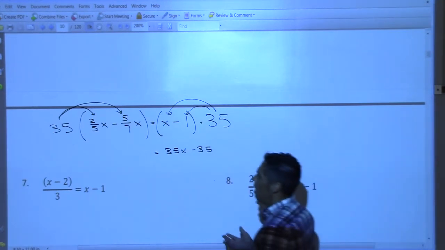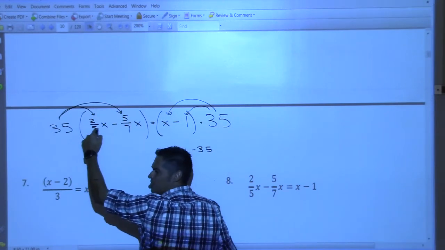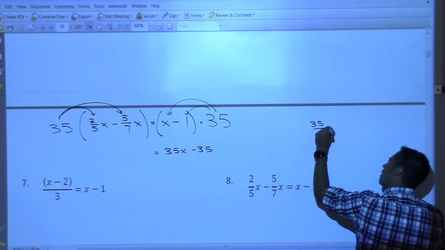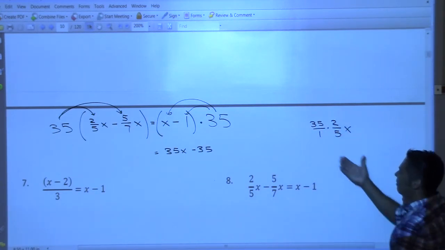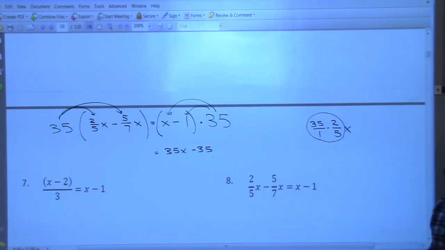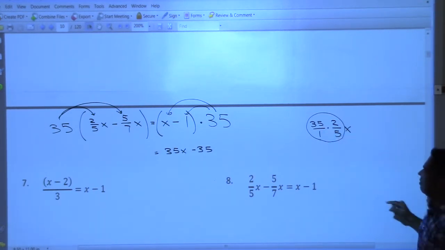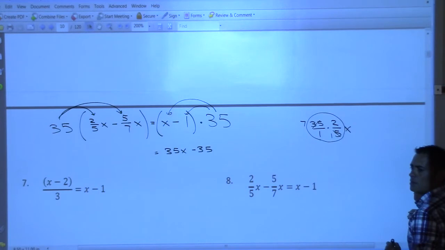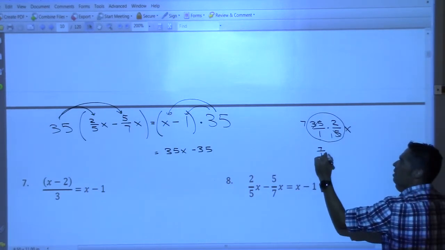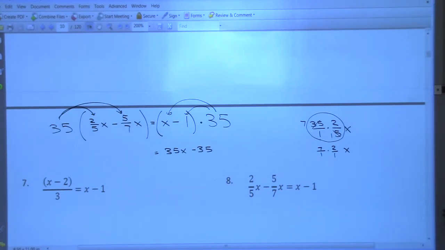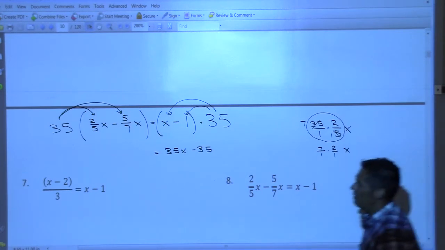The left side, I have to do 35 times 2/5 x. I'm going to do this on the side: 35 over 1 times 2 over 5 times x. Now this piece right here, we can do the way we've been doing multiplication of fractions. But notice that 5 goes into 35, doesn't it? 5 goes into 5 once, and 5 goes into 35 7 times. So this is really 7 over 1 times 2 over 1 times x, which is just 14, isn't it? 14x. So we have 14x here.